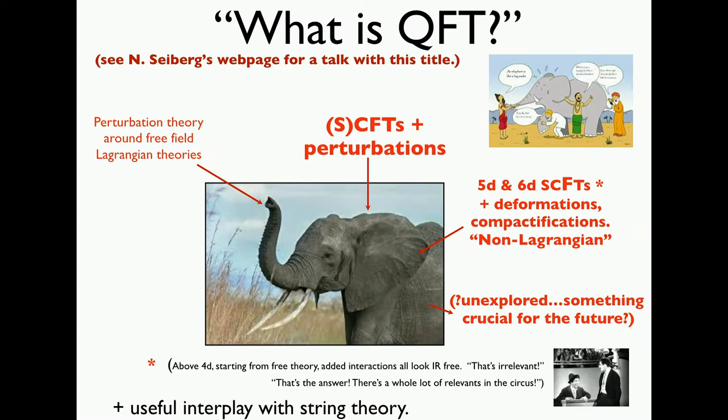So for example, the topics of these lectures, 5D and 6D superconformal field theories, aren't in any way perturbations around free field Lagrangians. If you start off with free field theories in 5D and 6D dimensions, you just get infrared free theories. Nevertheless, there are interacting 5D and 6D superconformal field theories. I put this F in capital letters, but not for F theory necessarily, but because these are field theories, despite being somewhat exotic. Sometimes they're referred to as non-Lagrangian because they're not close to any free field description. And it's possible that some of these non-Lagrangian theories, or maybe something else unexplored, will be crucial for the future.